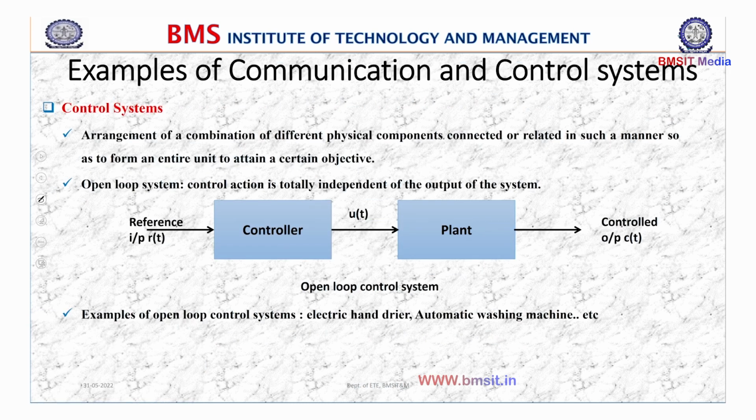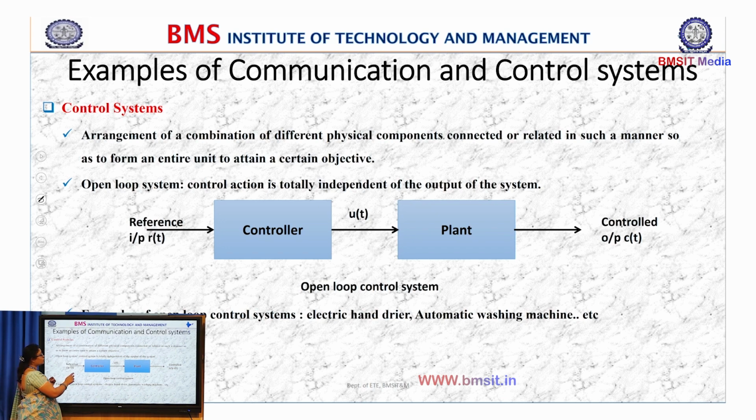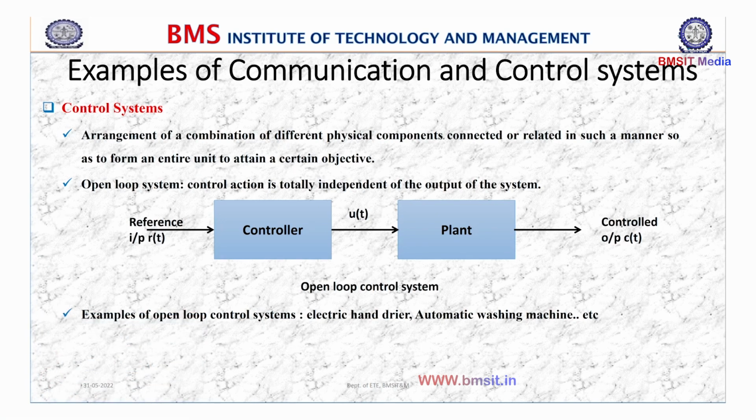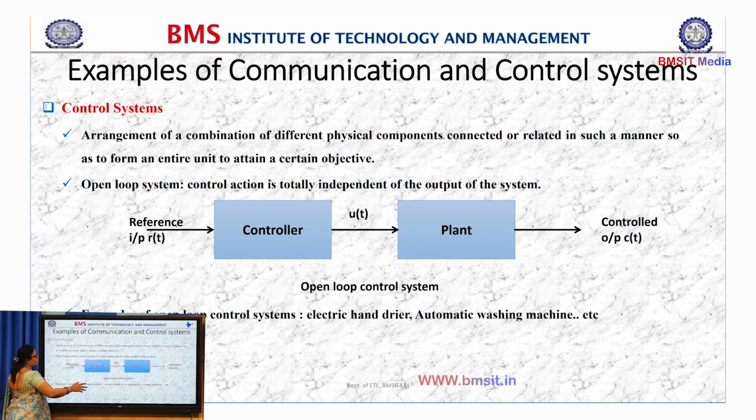And coming to the open loop system, one example is where the control action is totally independent of the output of the system. This is the block diagram of the open loop system where we have a controller and a plant, and the controller is independent of the control output, so there is no feedback in this case. Such a control system is called an open loop control system.